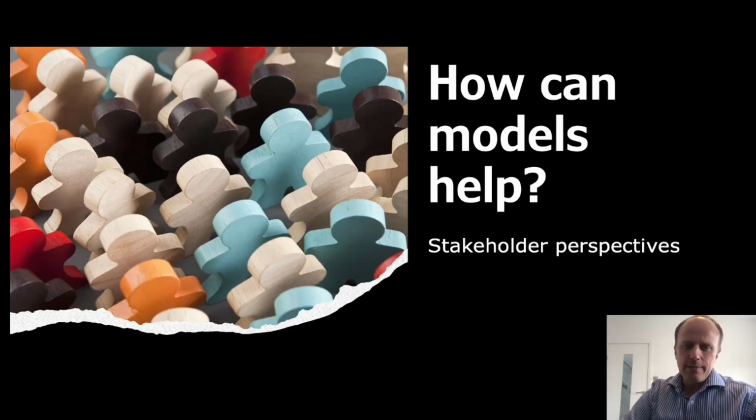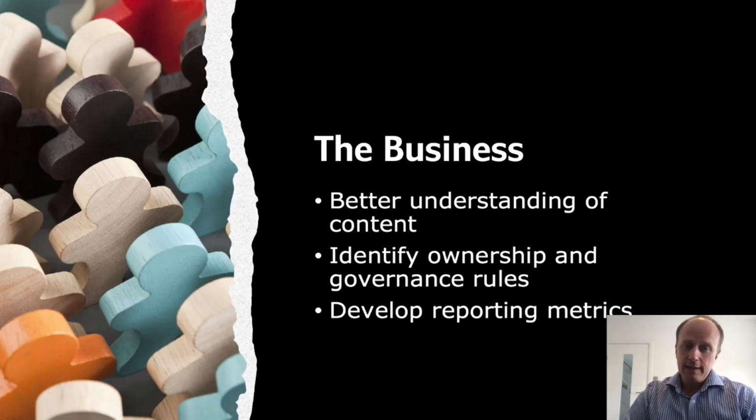A good content model can play a key part in improving collaboration and communication between different stakeholders. Sometimes large organizations can simply lose track of what content they have, and a model gives a better understanding of content. It can also identify who owns content and how that content should be reviewed and governed, and develop metrics for reporting things like expiry and review dates for content.